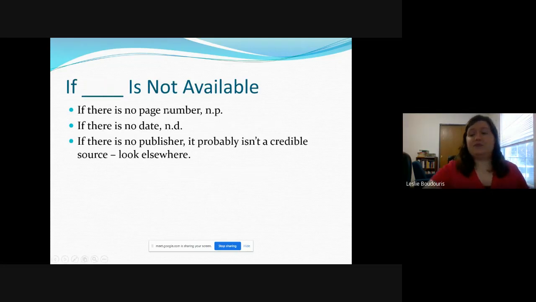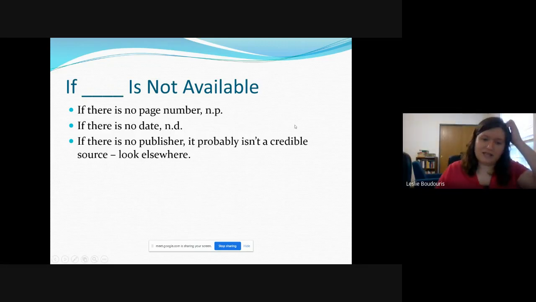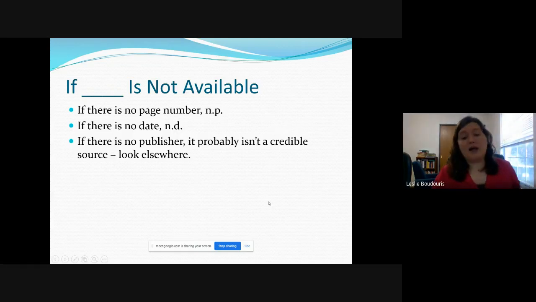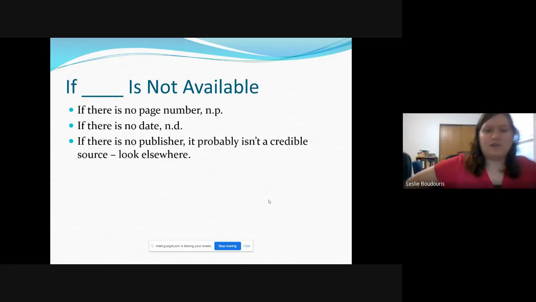I'm going to skim through these a little bit. You may have seen this before in the past. If you don't have a page number available, you can just put NP. If there's no date, you can put ND. If there's no publisher, don't use it. You should always, always, always have a publisher. It's not going to be a credible source.